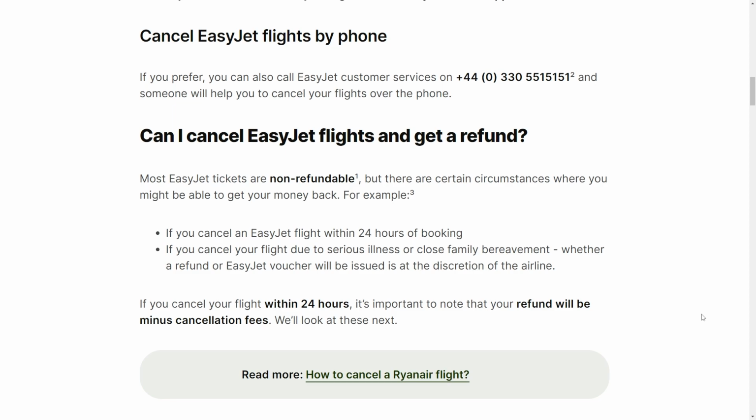So if you cancel your Easyjet flights, do you get a refund? Most Easyjet tickets are non-refundable, but there are some certain circumstances where you might be able to get your money back. For example, if you cancel an Easyjet flight within 24 hours of booking, if you cancel your flight due to a serious illness or close family bereavement, whether a refund or Easyjet voucher will be issued is at the discretion of the airline. If you cancel your flight within 24 hours, it's important to note that your refund will be minus cancellation fees. So that's exactly how you can cancel your Easyjet flight online.